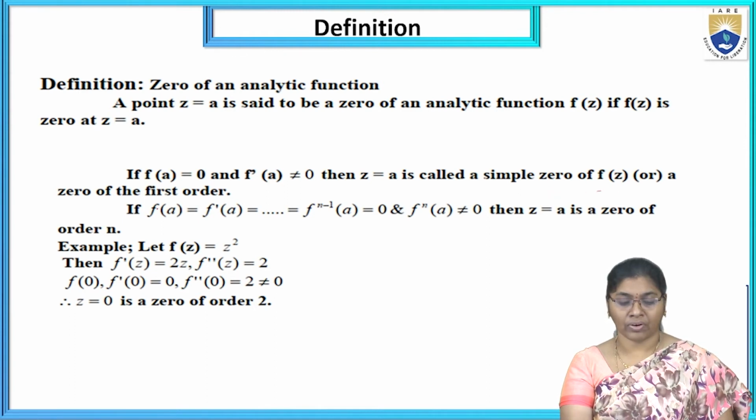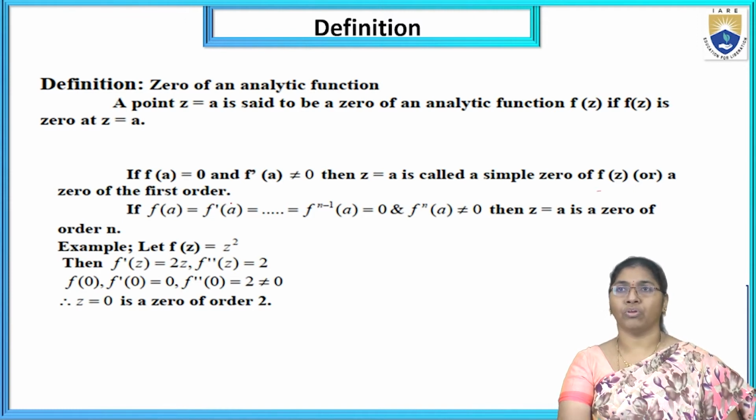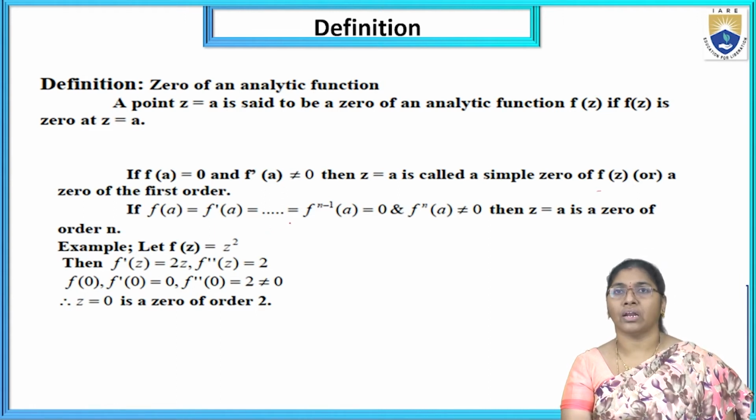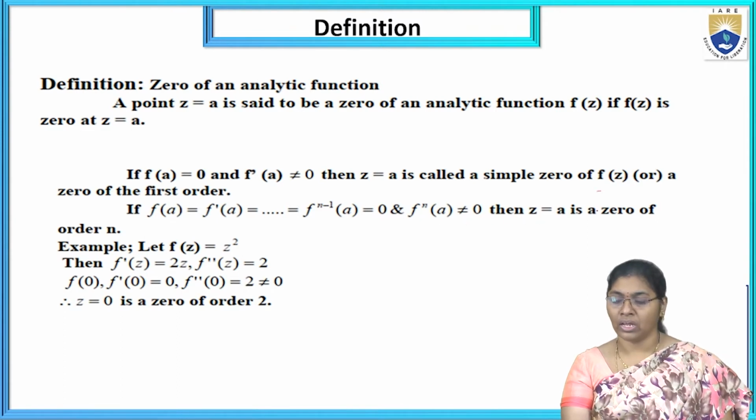Another name: a zero of the first order. If the zero is of the first order, then it is called a simple zero. Next, if f of a equal to f dash of a equal to f double dash of a, and so on, up to f n minus 1 of a equal to 0, and f n of a is not equal to 0, then it is called a zero of order n.